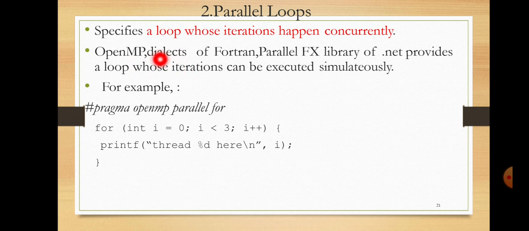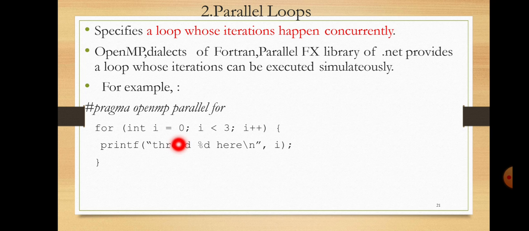OpenMP, dialects of Fortran, and the Parallel FX library of .NET provide a loop whose iterations can be executed simultaneously. So all these languages support this parallel loop concept. The example is hash pragma omp parallel for. This is the syntax of OpenMP in C. So you should start with this term. Then this is the for loop: for i equal to 0, i less than 3, i plus plus, print thread i.